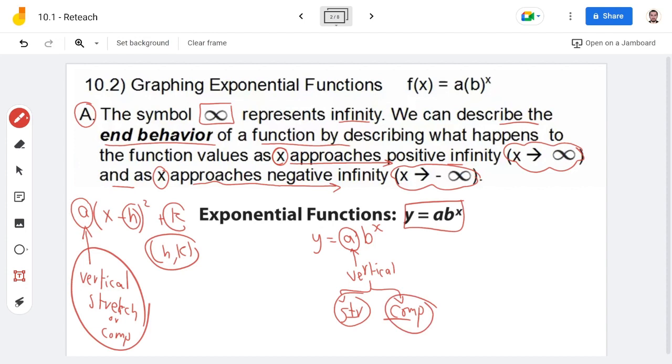Now let's go through this one and this one. What's the meaning when x approaches positive infinity? What's the meaning of x approaching negative infinity? First, we have the y-axis and we have the x-axis.